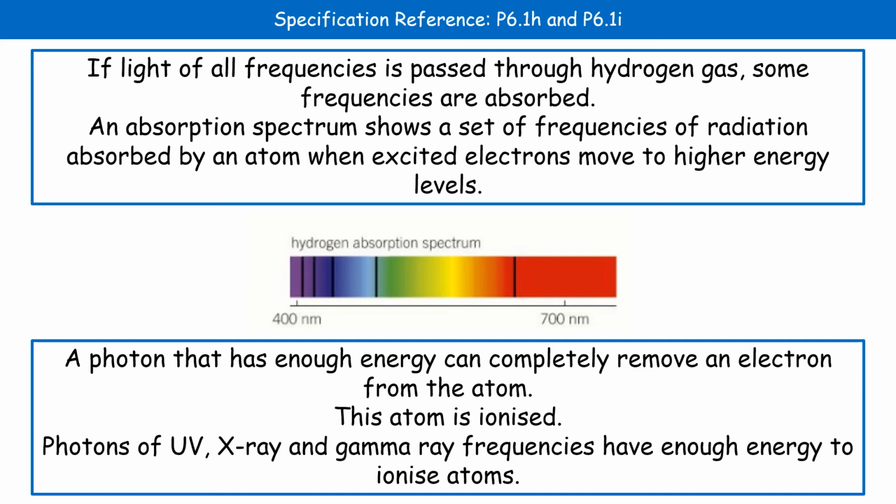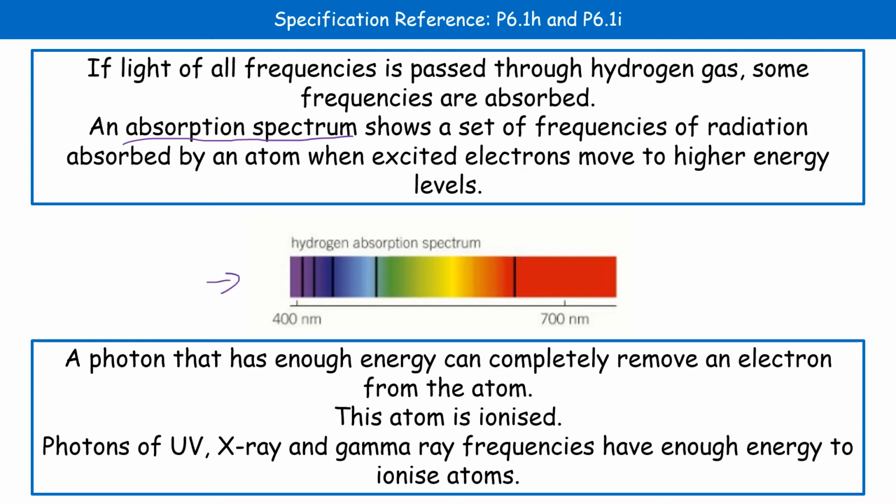What we actually find then is if we pass light of all frequencies through a gas like hydrogen, then some of the frequencies are going to be absorbed. It doesn't really matter what gas you use, but they will always absorb light of certain frequencies. Different gases will absorb different frequencies. So from that we can generate something we refer to as an absorption spectrum, like we can see here.